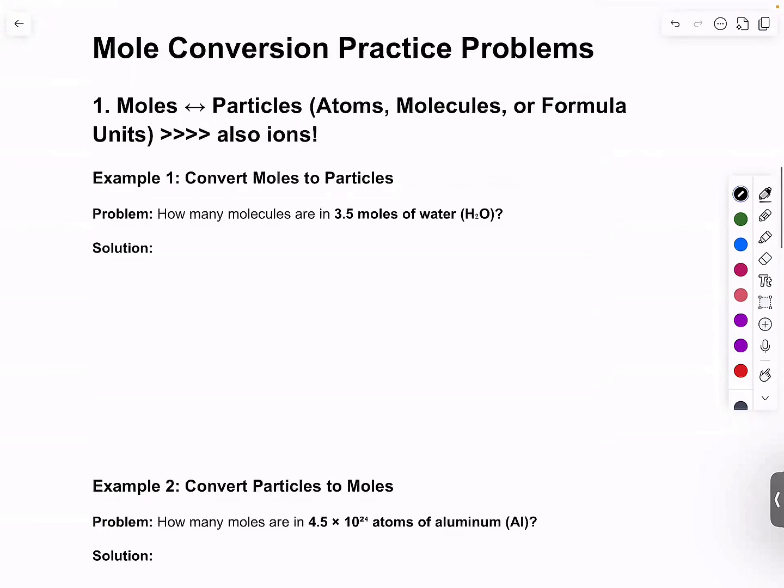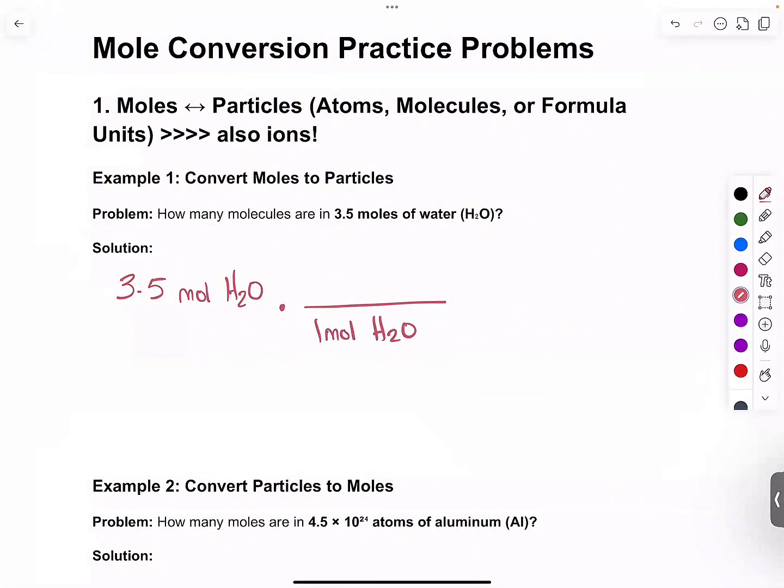So in this space here, I'm just going to calculate with my trusty calculator. If I have 3.5 moles of H2O, always put your units in. I know 1 mole of anything, in this case 1 mole of H2O, has 6.022 times 10 to the 23, and we'll say molecules. H2O is a covalent molecule, or compound, sorry, compound.